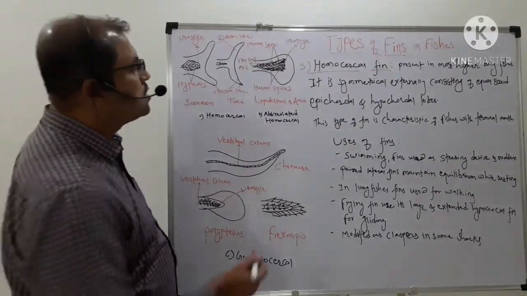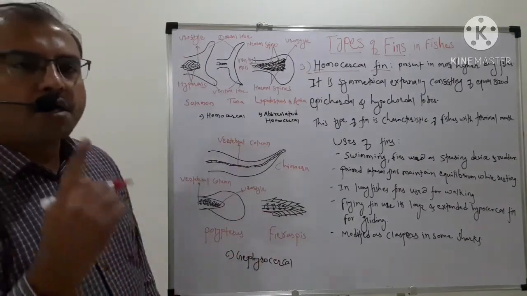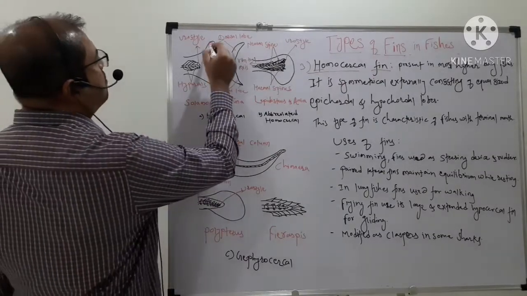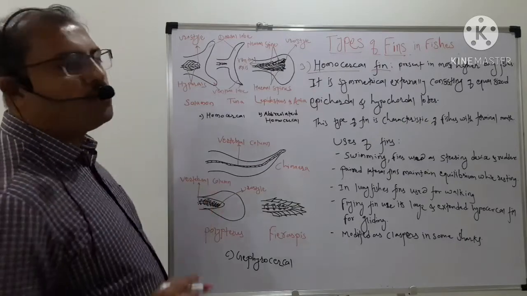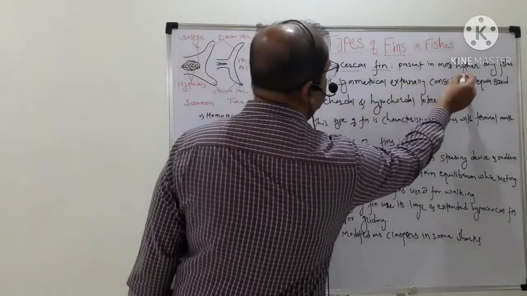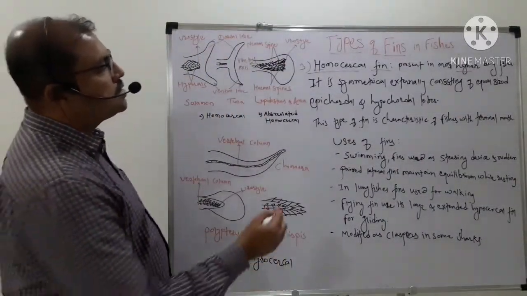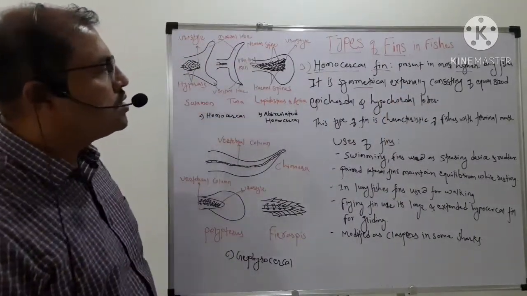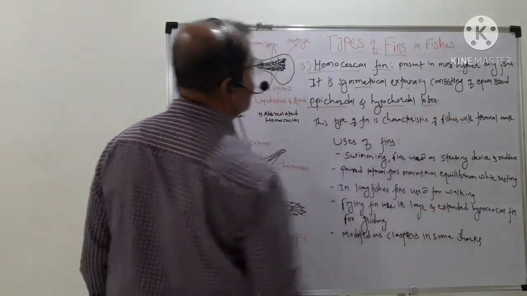Now homo means similar. So these two lobes, the upper epicaudal and lower hypocaudal lobe, are similar in structure, and this type of fin is present in most higher bony fishes. It is symmetrical externally, consisting of equal sized epicaudal and hypocaudal lobes.